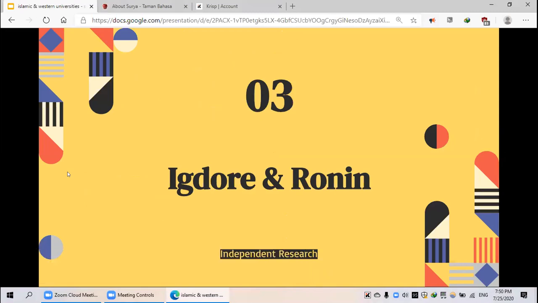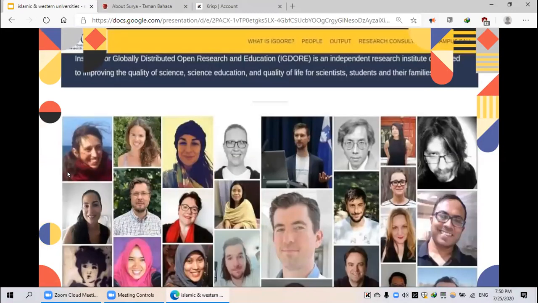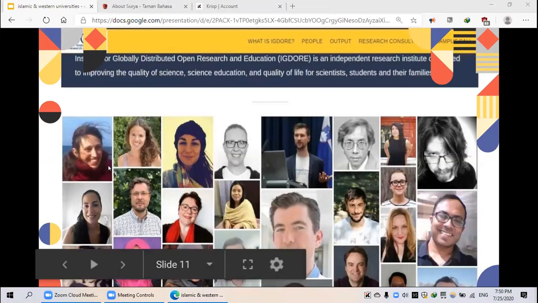So now, the third subtopic here is on IGDOR and RONIN. IGDOR basically is an Institute for Globally Distributed Open Research and Education. It's an independent research institute dedicated to improving the quality of science, science education, and quality of life for scientists, students, and their families. Underline and their families.